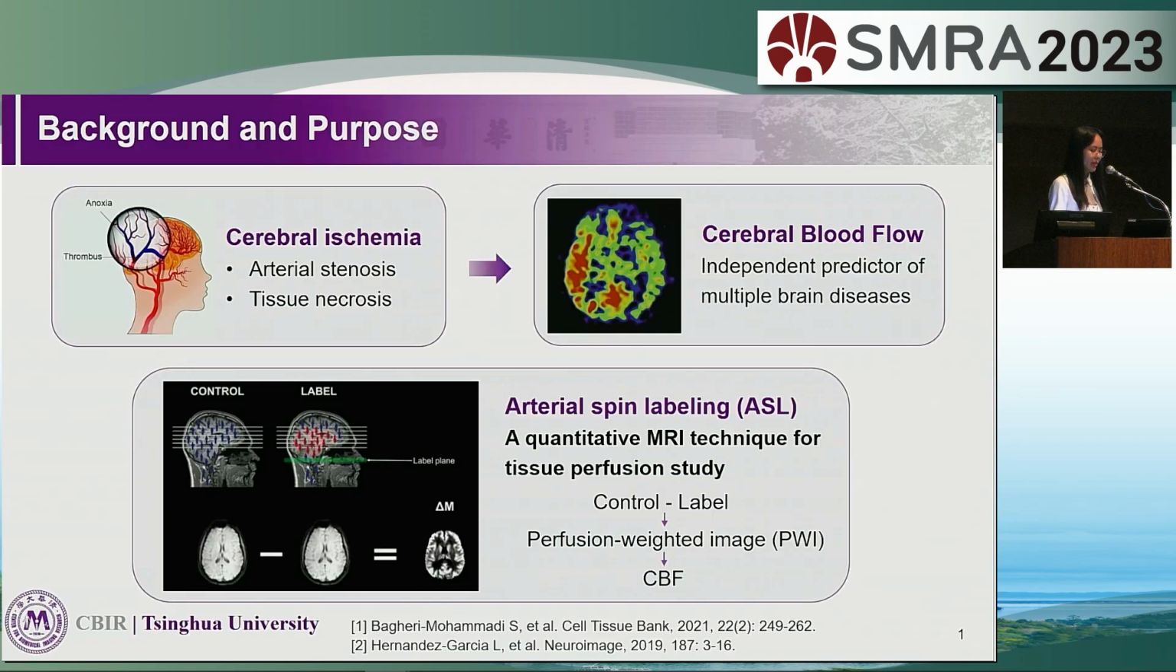As we all know, cerebral ischemia is a common physiological process of various brain diseases. The severity of cerebral ischemia can be quantitatively expressed by cerebral blood flow, and arterial spin labeling is an imaging technology to measure CBF. It utilizes the inversion and non-inversion of the magnetic vector of blood in the neck arteries to obtain control and label images. By subtracting them, the perfusion-weighted imaging, PWI, is obtained. And from this, we can calculate CBF.